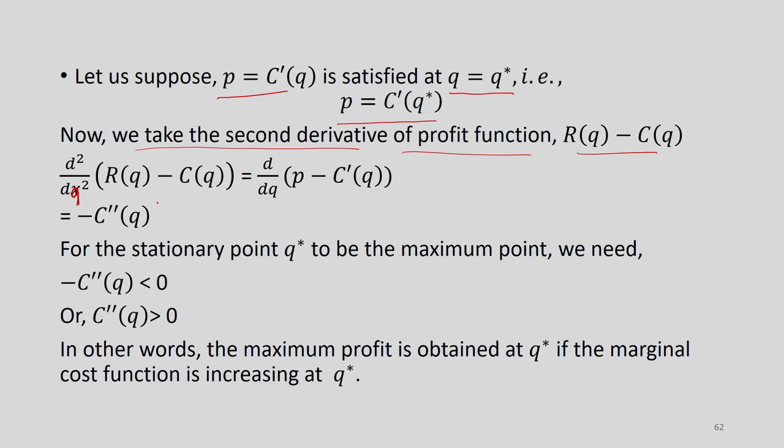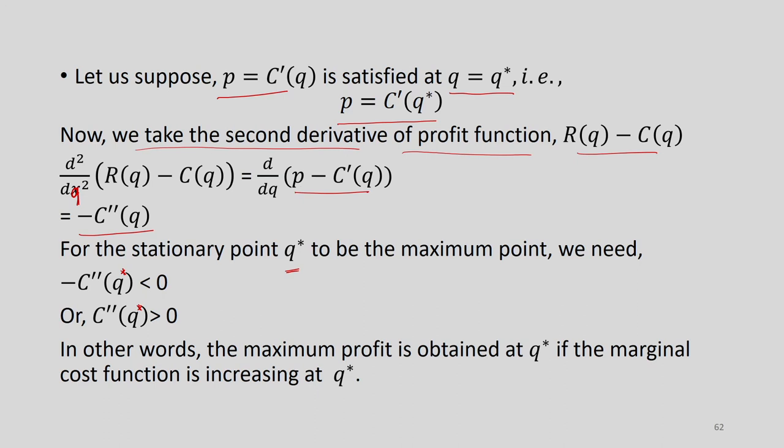And if we do so, it basically is taking the derivative of the first derivative, that is p minus c prime q. P is, remember, a constant, so the first term will drop out, and it will now boil down to minus c double prime q. Now, what we need is that for the stationary point q star to be the maximum point, this should be satisfied.